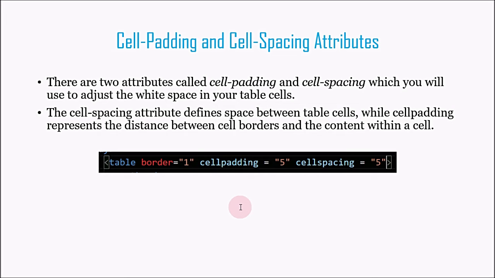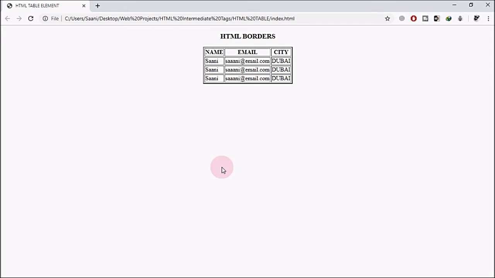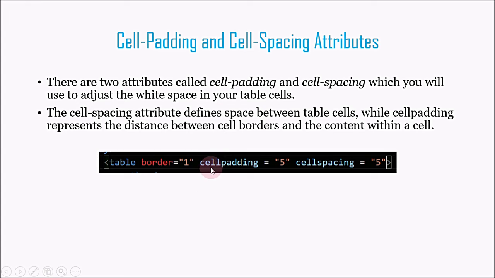Next thing is the cell padding and spacing attribute of the table. If you see our table, there is no spacing between the cells, and at the same time, there is no padding between the content of the cell as well. To have that, you have to add the cellpadding and cellspacing attributes inside your table element. The cellspacing attribute defines the spaces between the table cells, while cellpadding represents the distance between the cell borders and the content within a cell.